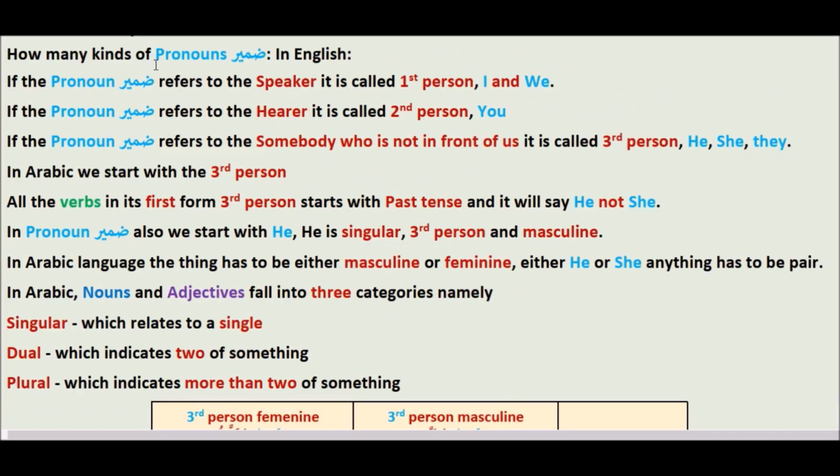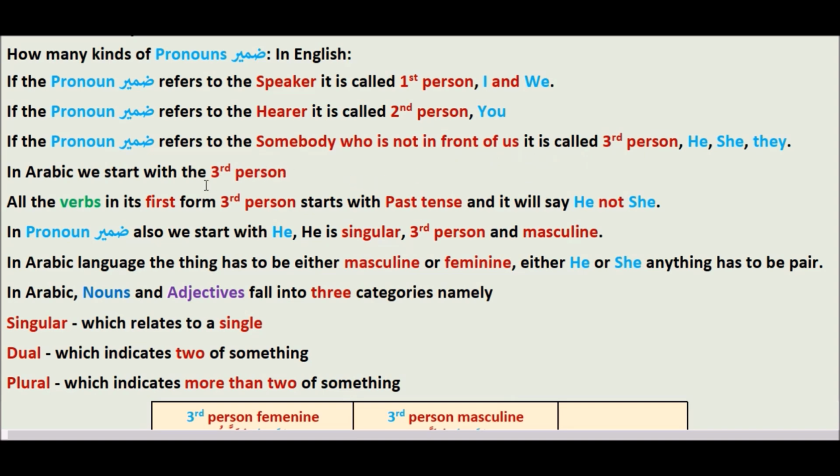How many kinds of pronoun are there in English? If the pronoun refers to the speaker, it is called first person, like I and we. If the pronoun refers to the hearer who is listening, it's called second person, you, who is in front of me. And if the pronoun refers to somebody who is not in front of us, he is absent, he is somewhere else, it is called third person. He, she, they, like this.